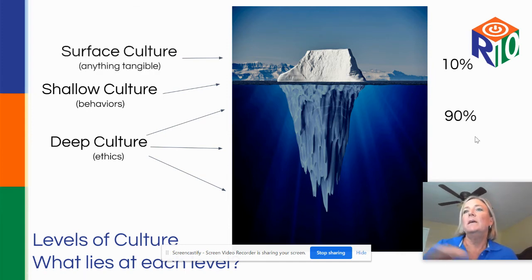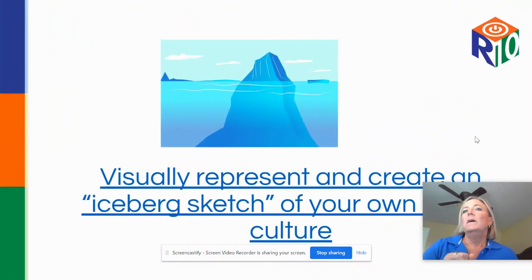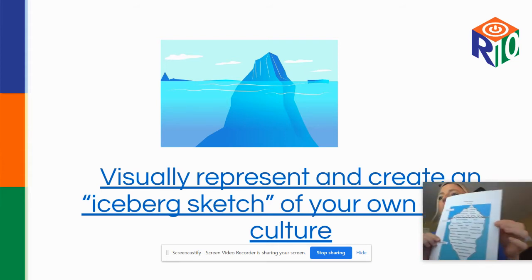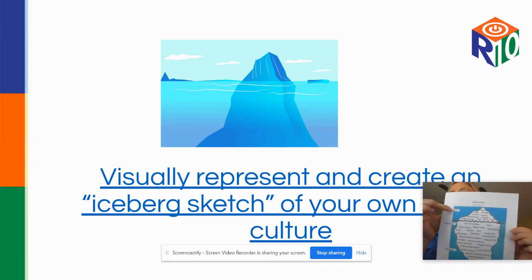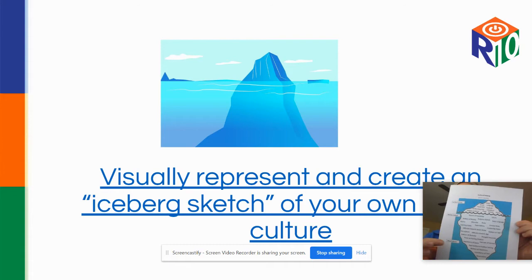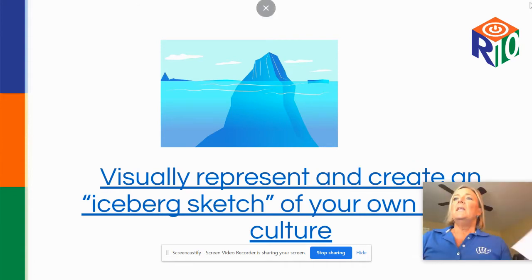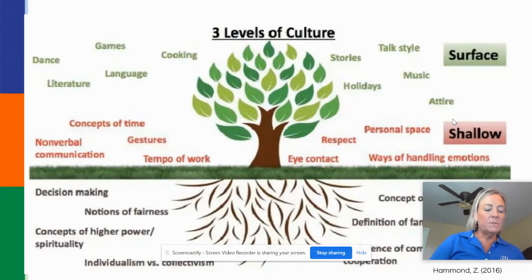There is a link on this particular slide, and I have a printout. I don't want to take time to go to the link, but the printout will show you a lot of items that fall within the surface culture, the shallow culture, and the deep culture. The next slide is also a similar representation, but instead of the iceberg, it uses a tree. The parts you see versus the parts you don't see.